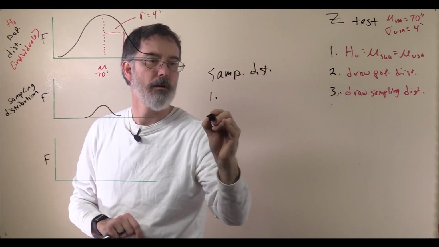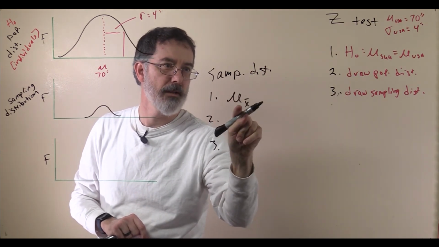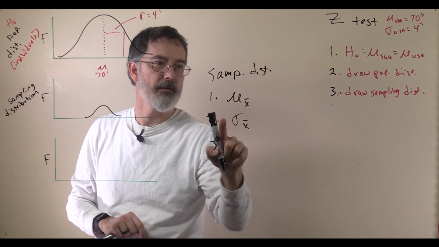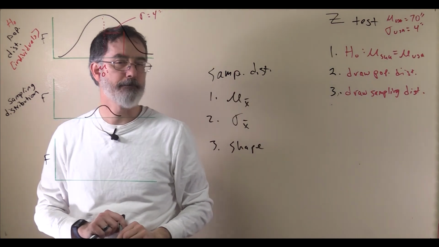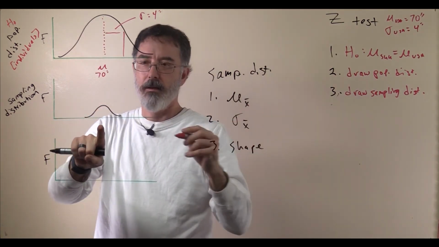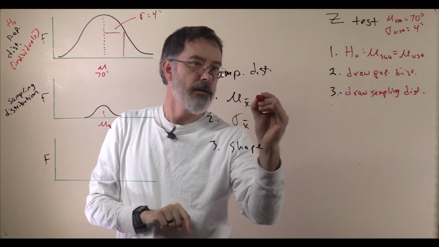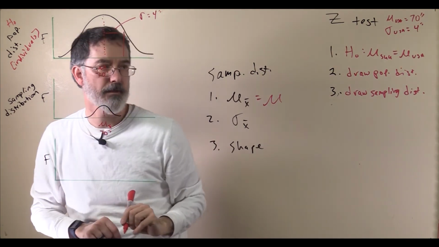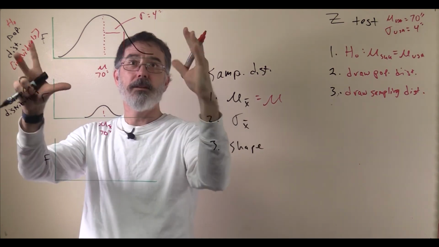We'll need to know the mean, so this is the mean of the sample means, the standard deviation of the sample means, and we need to know the shape. And recall from the previous video that the mean of this distribution is the mean of this distribution. So it's going to be 70 inches also. But remember, the standard deviation is going to be shrunk in.